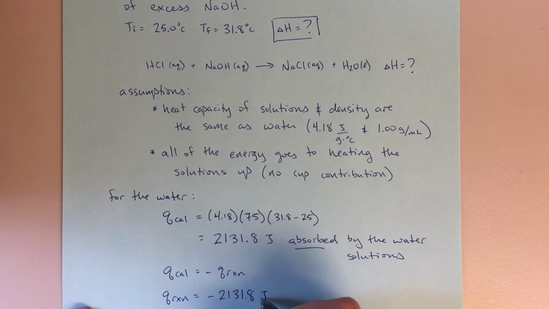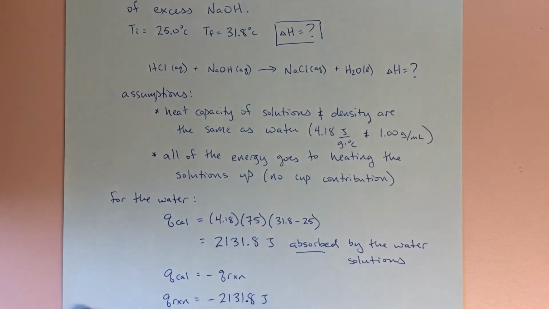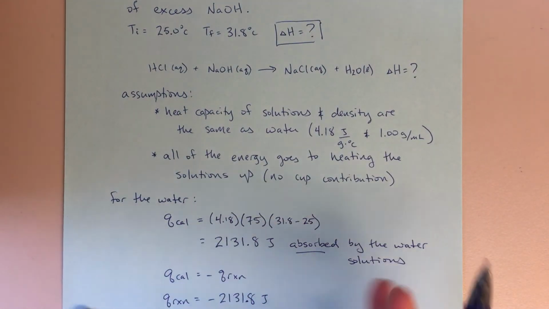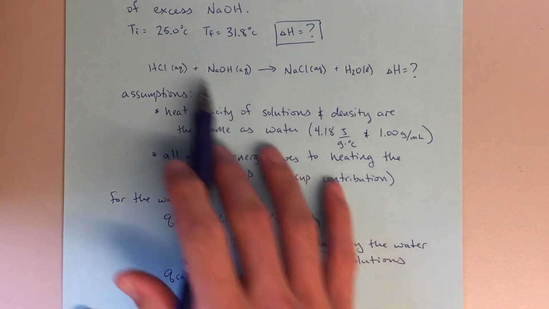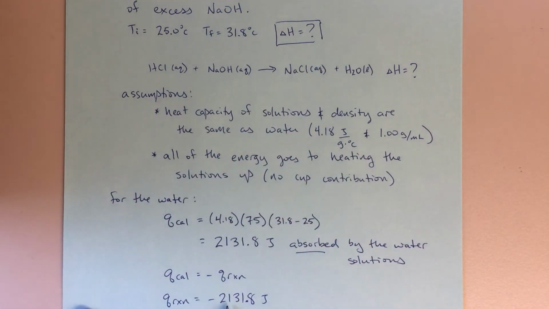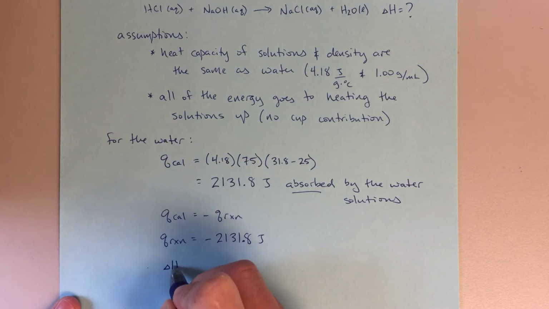2131.8 joules, right? So this is saying that the reaction that we did way up here is giving off this amount of energy. So the value needs to be the same, but the sign should be different depending on the point of view that we're looking at it from. From the point of view of the water, the calorimeter, it's gaining energy. From the point of view of the reaction, it's losing that same amount of energy, but the sign is going to be negative because it's giving that energy away. It's evolving that energy.